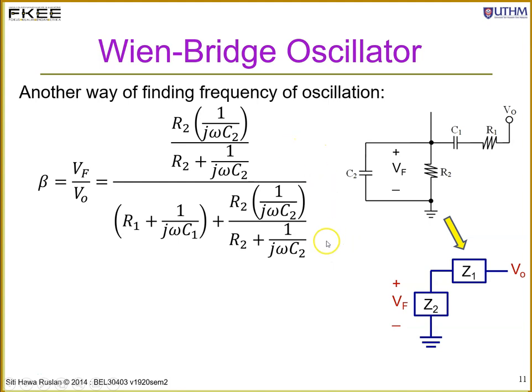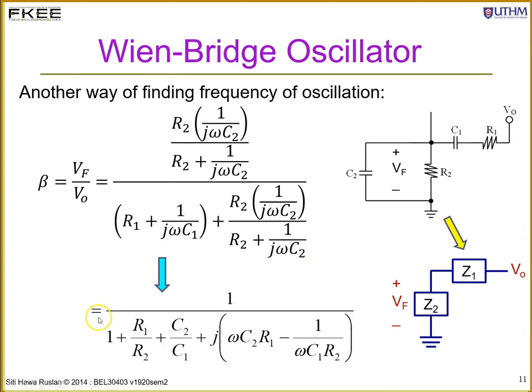Just now I have shown the easiest way to find the frequency of oscillation. With this, you can still find the frequency of oscillation, but it will involve some mathematical manipulation, and if you do it right, you should be able to get the equation equal to 1 over 1 plus R1 over R2 plus C2 over C1 plus j in brackets omega C2 R1 minus 1 over omega C1 R2.